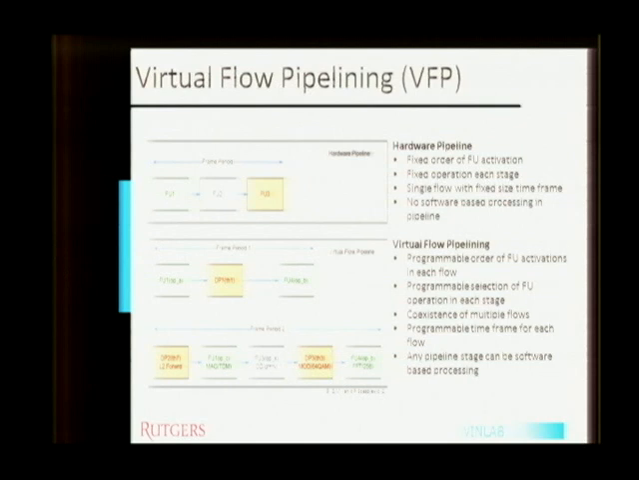We have a program selection. I can add or remove any of the function units based on what environment I have. Coexistence of multiple flows: as you can see, the first frame has this path, and the second frame can have a different path with another configuration. So this pipelining stage really helps us to achieve the programmability.